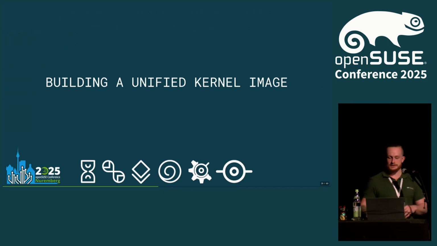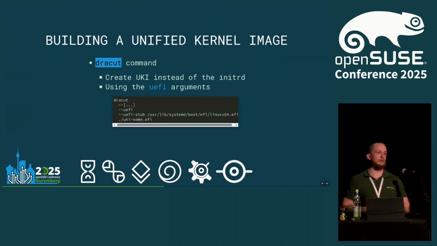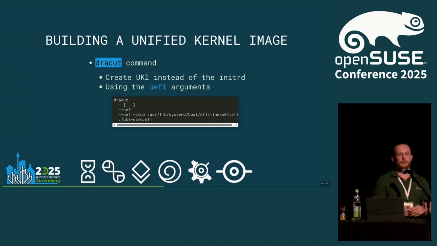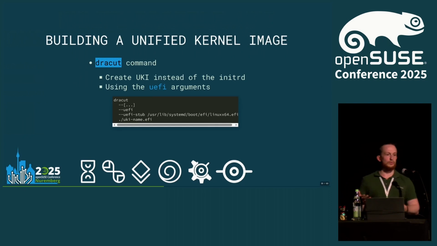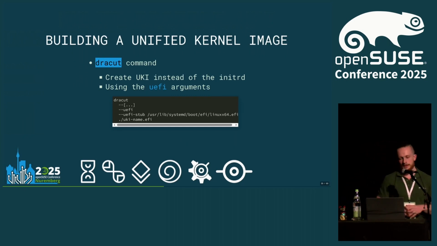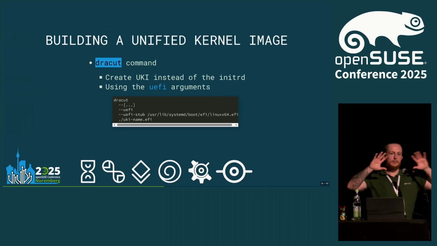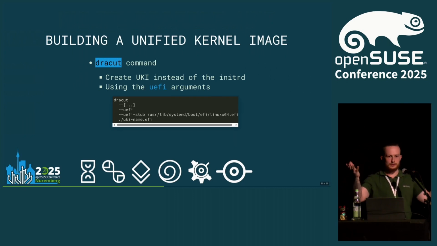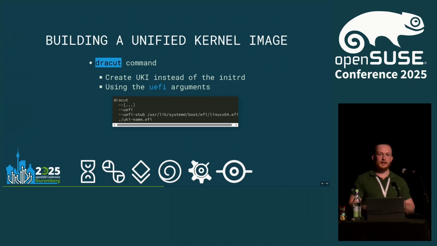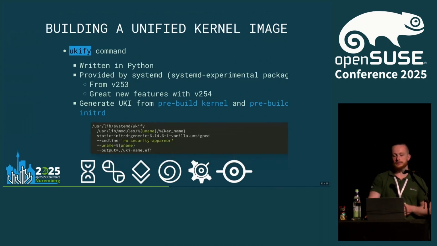As for the static initrd, we have multiple tools that we can use. The first one that I can list is Dracut. Dracut can of course create an initrd, but if you add the UEFI argument, it will be able to directly transform your static initrd into a UKI. But I have in mind to keep the build of the static initrd and the UKI in two different places. And there exists another tool that is really made to create UKIs. It's called the ukify command.